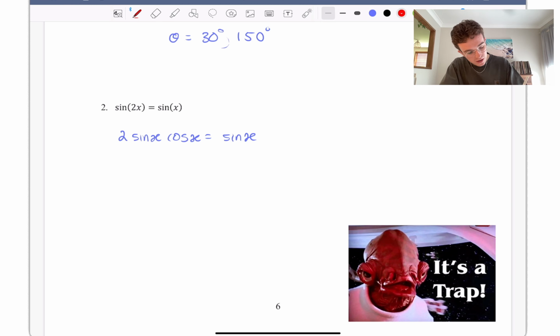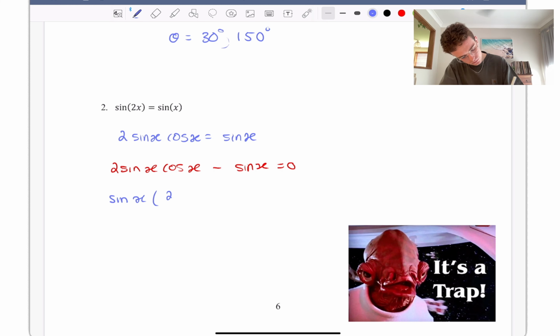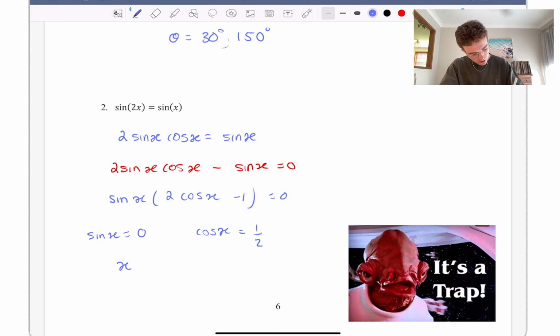You must do this. We're going to say 2 sine x cos x minus sine of x equals 0, and then we're going to factorize. Because of that, if we made that mistake, if we did that trap, we're going to miss out on this solution here. Sine of x is equal to 0. We would only get cosine of x is equal to a half. Now sine of x is equal to 0 at 0 and pi, and cosine of x is equal to a half. What is that at pi on 3 and 5 pi on 3.